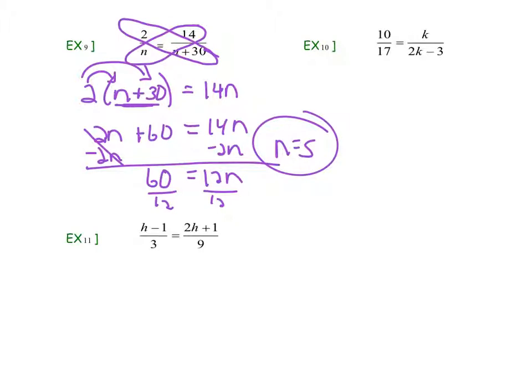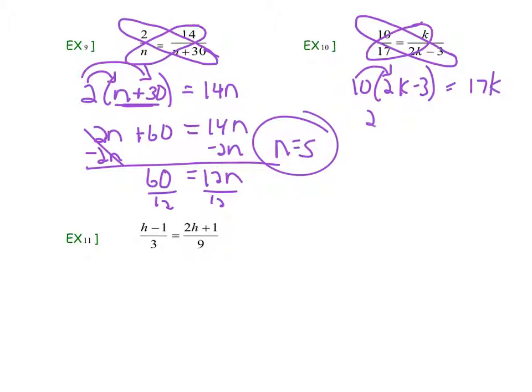Okay, let's see, where am I? All right, so now we're going to do cross products again. So we take the 10 and we're going to multiply it times 2k minus 3, again using parentheses, and times 17k. Then we have a multi-step equation with variables on both sides. I'm going to distribute first. So I'd get 20k minus 30 is equal to 17k.